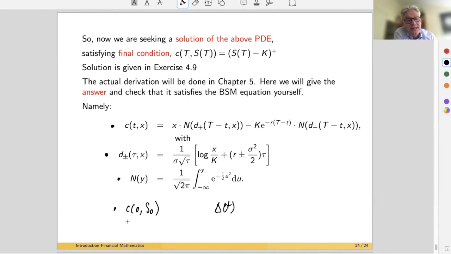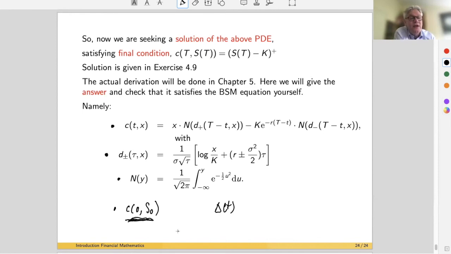So C0, S0 would represent the fair value of the option, the money needed to define that portfolio and to change that portfolio time step by time step to be able to hold the obligations of the writer that may occur in the future.